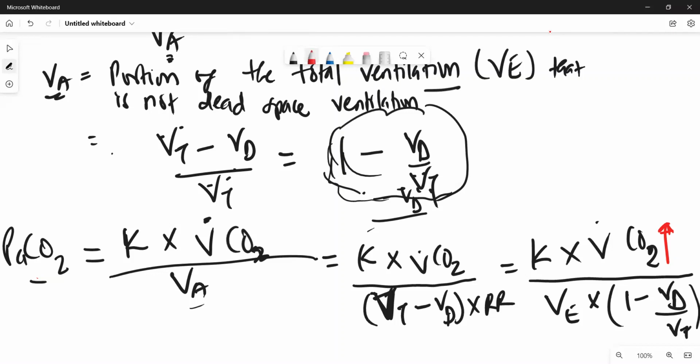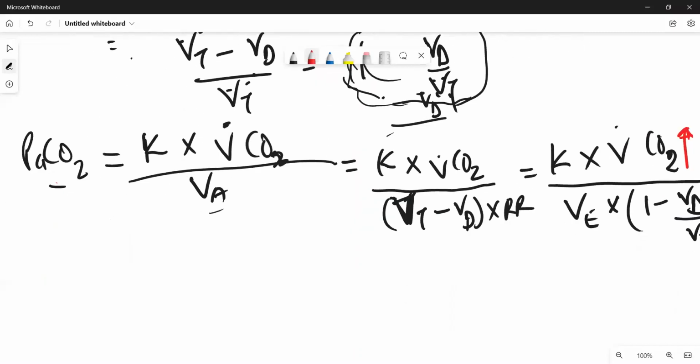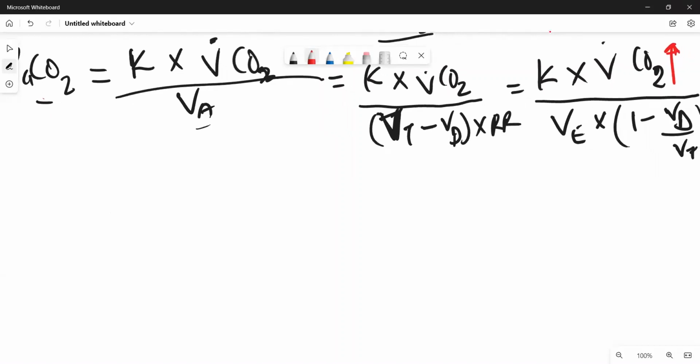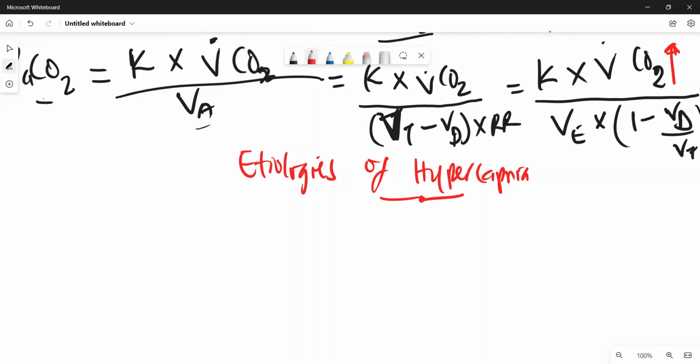If your minute ventilation is decreased, maybe as a result of decreased tidal volume or decreased respiratory rate, that could also lead to an increase in the partial pressure of carbon dioxide, right? So just by looking at this formula, I can come up with the causes of hypercapnic respiratory failure. Let's now move on to talk about the etiologies of hypercapnia or hypercapnic respiratory failure. We're going to be using that formula.